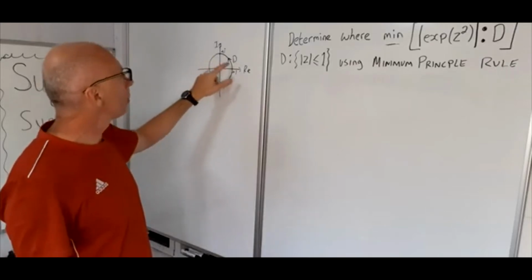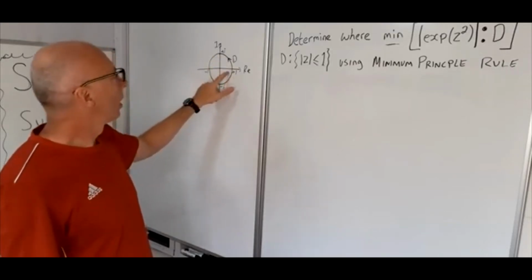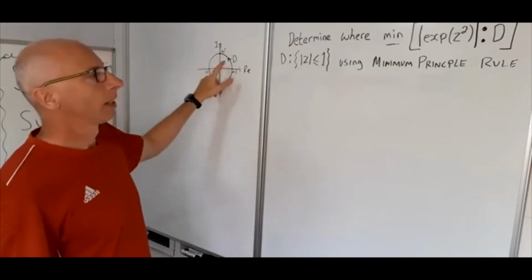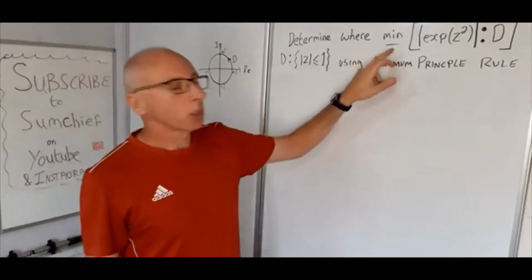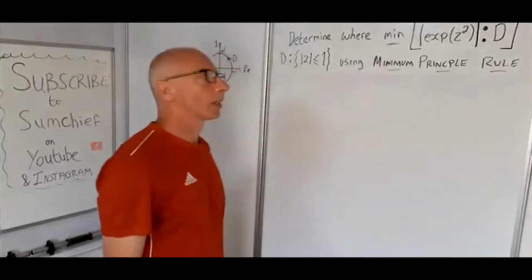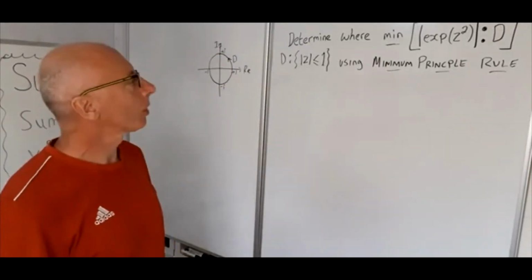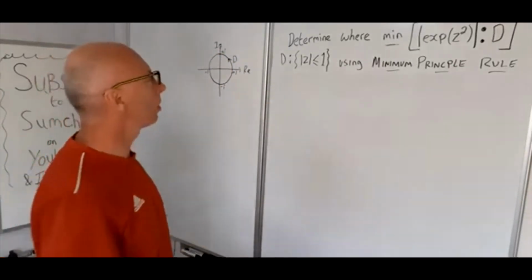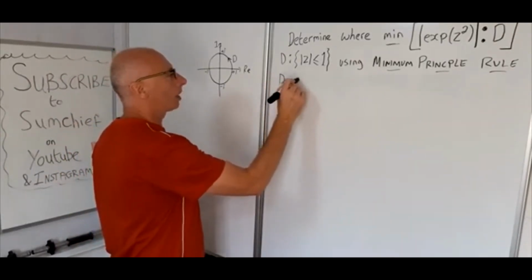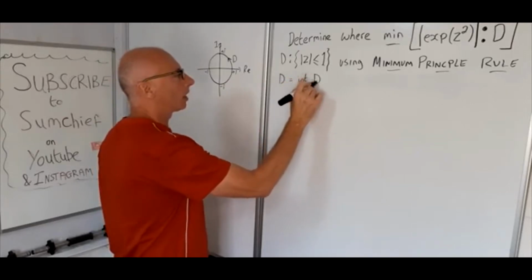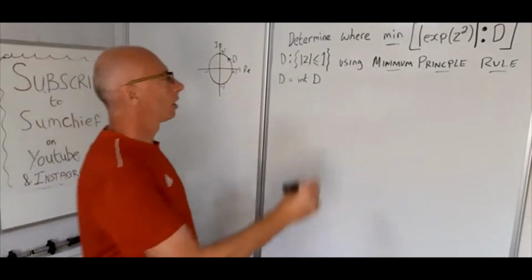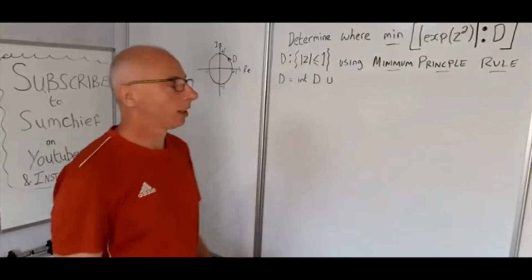Basically it's just the unit circle of modulus 1, and it's the points all on the border and inside of D. And to find this minimum, we're going to use something called the minimum principle rule. So to do this, I'm just going to break the set D apart into two little bits. The set D is made up of the interior of D, so that's all the points inside, and also a union of the border of D.